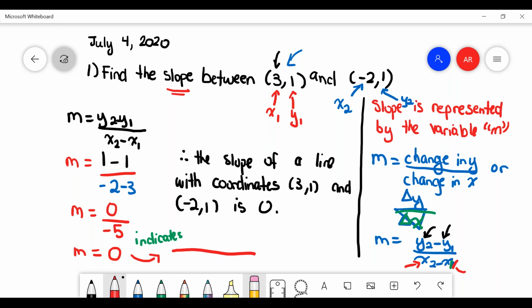So there we have it. We have just solved our very first question involving introduction to slope. And now let's move on to a second question where I'll be introducing another concept which is also very important for questions like these.